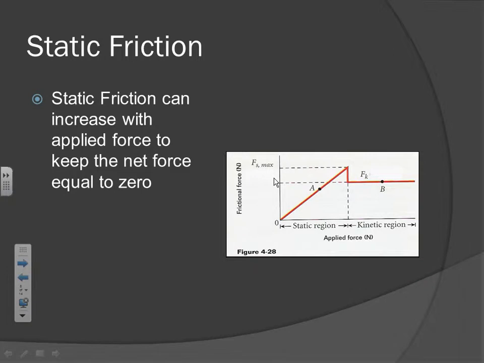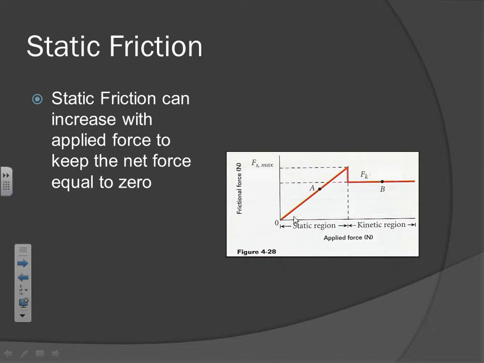Right? Question. What's the slope of that line? The slope of that line has to be a specific number. Mark. 1. Has to be 1. Why, Mark? Because the applied force and the frictional force are not equal unless the slope is 1.